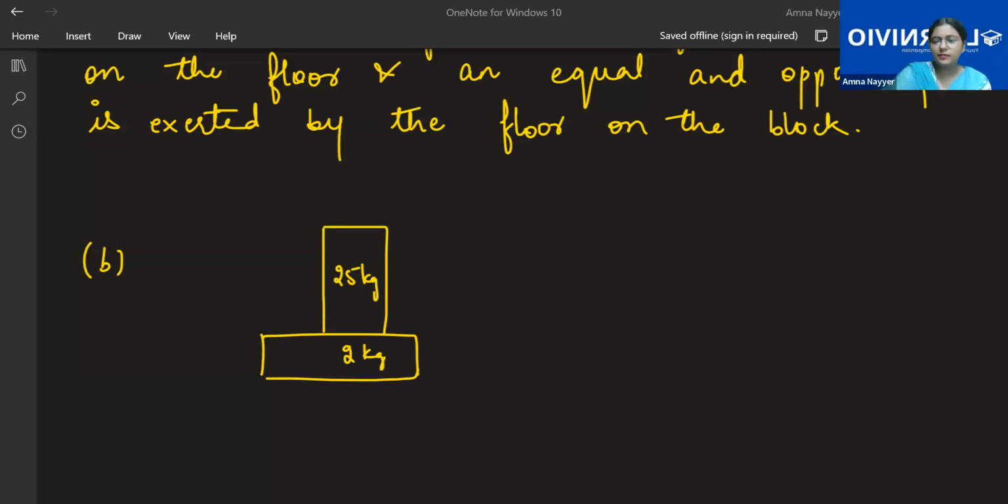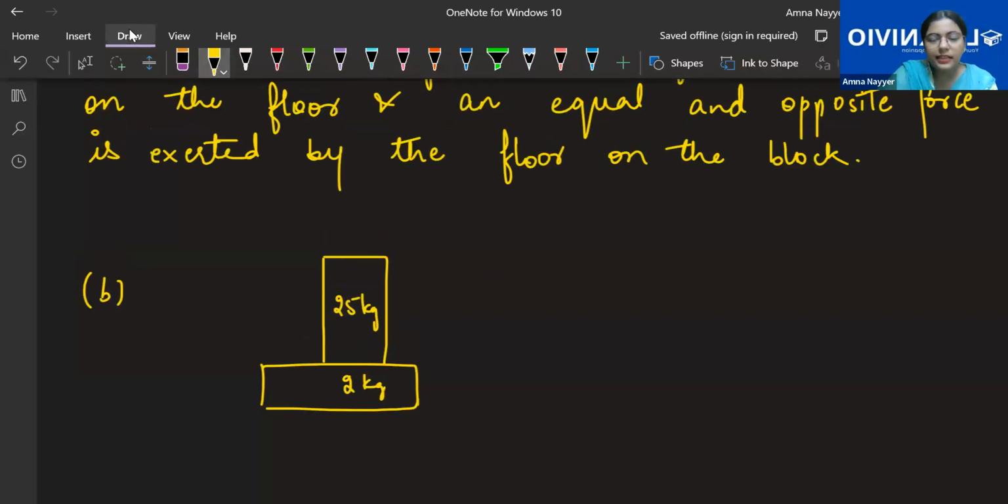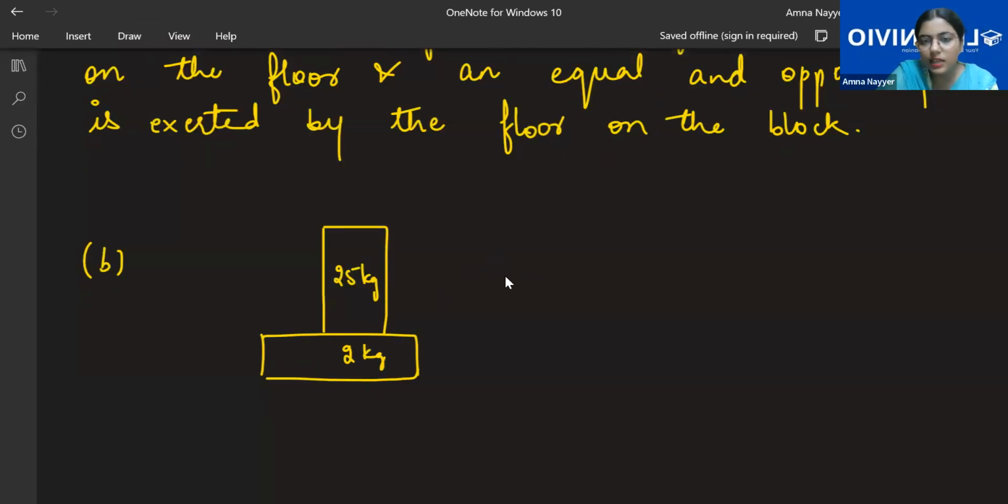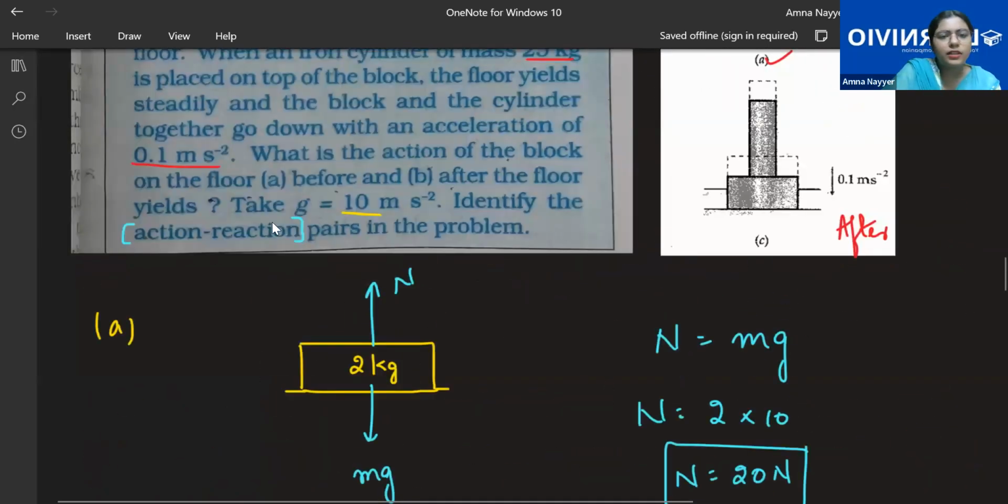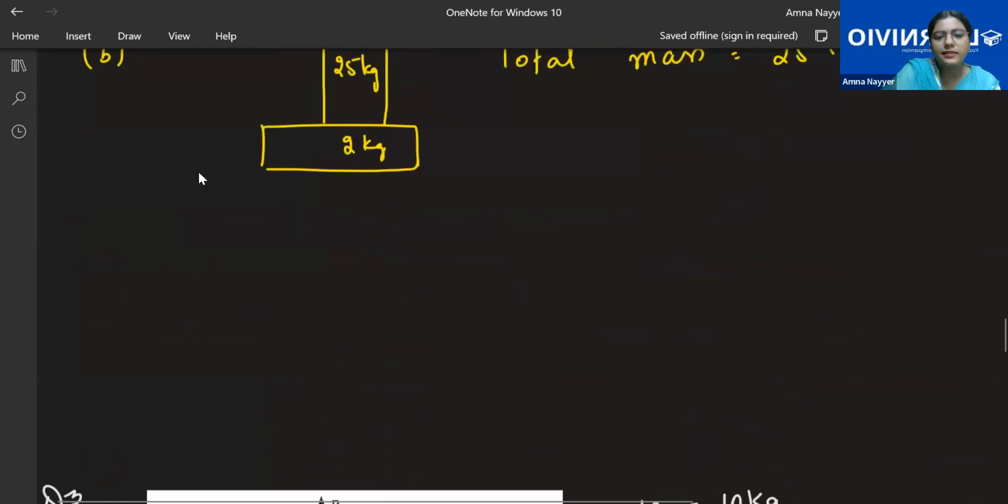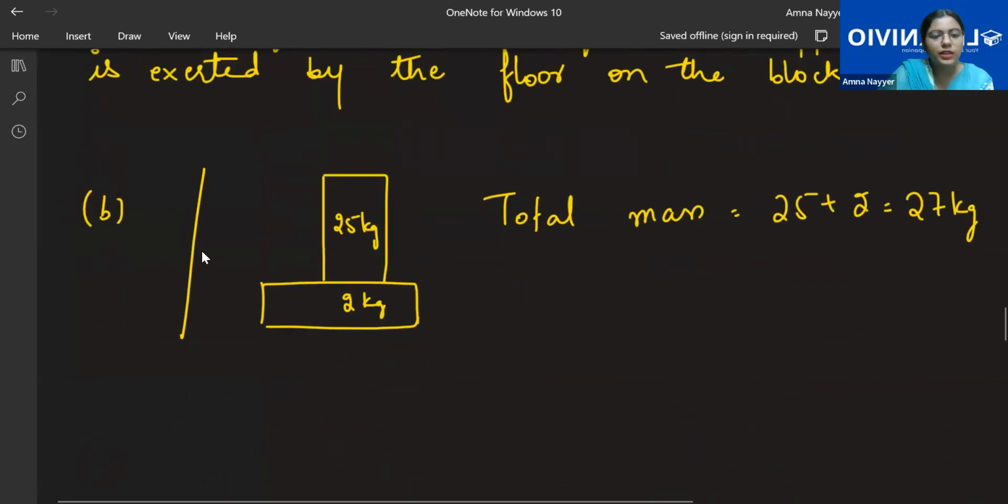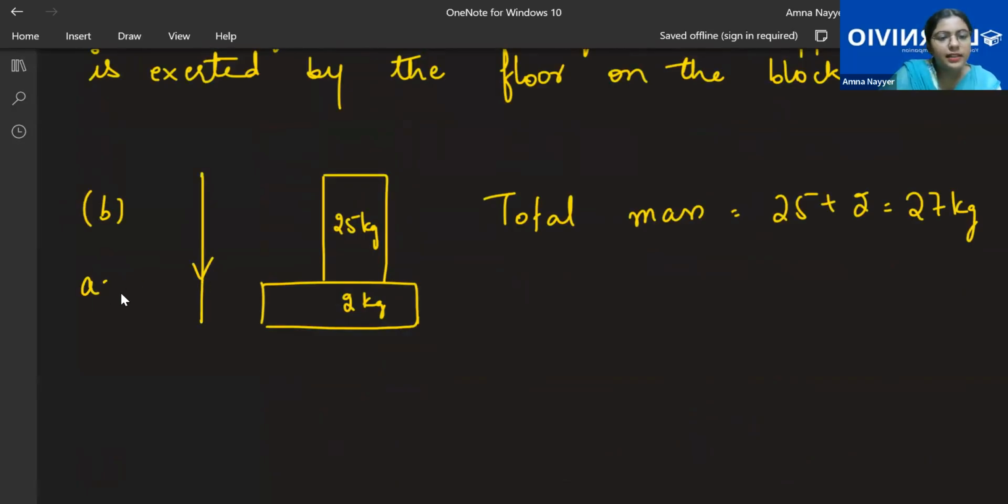Why? Can anyone tell me why that will be different? Yes, you were answering something? I am saying in the first part, these are the total masses. Here the total mass is 25 plus 2, which is equal to 27 kg. Now see here, when I am calculating the normal reaction for this system, let's say this is moving downwards with an acceleration of 0.1 meter per second square.